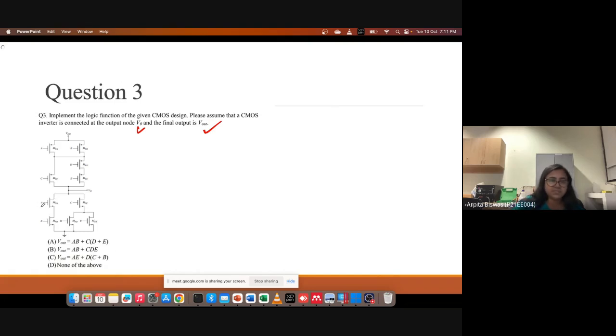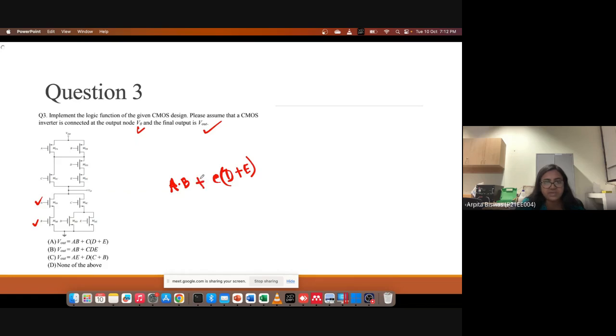See from here, this A and B are in series connection. How will you write it? Series connection, so A into B, and it will be parallel with C, which is in series with D and E, which are parallel. So D and E, how will you write it? D plus E, it is parallel. So D plus E, and it is in series with C, so multiply with C, and it is also parallel with that one. So parallel is plus.